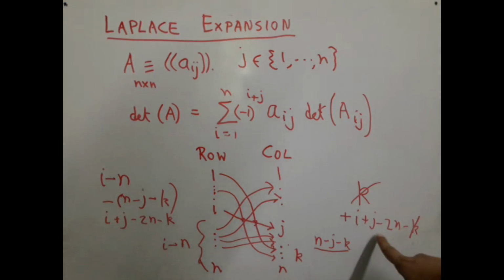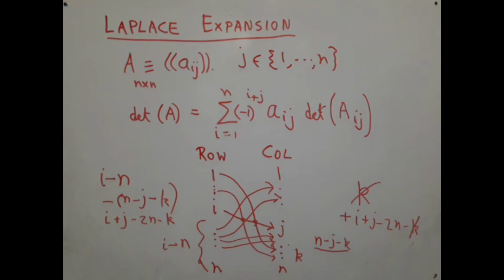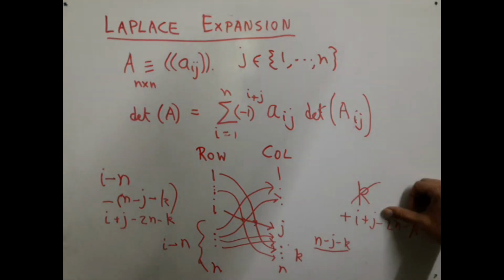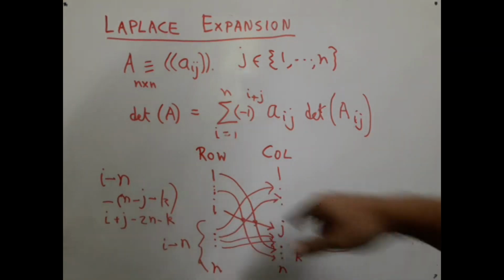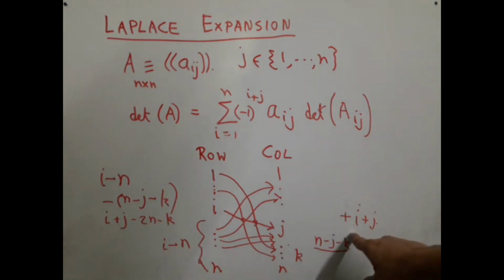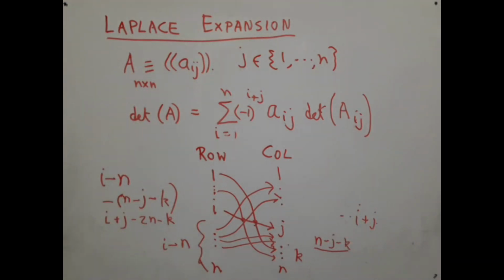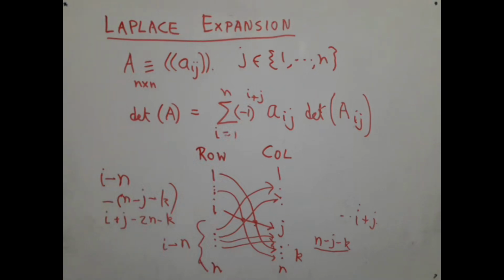2n is not going to contribute to that because it's an even number. If you add or subtract an even number from something, the parity remains unchanged. Odd remains odd, even remains even. So I can safely forget about that. So the parity of the number of extra crossings is determined completely by just i and j using the simple formula. And that is precisely what I have written. The only extra contribution will be minus 1 to the power i plus j, and that finishes the proof of Laplace expansion.